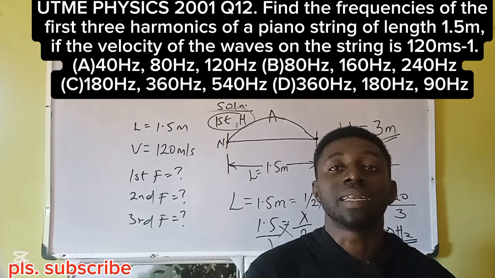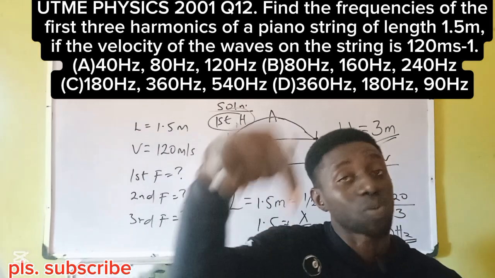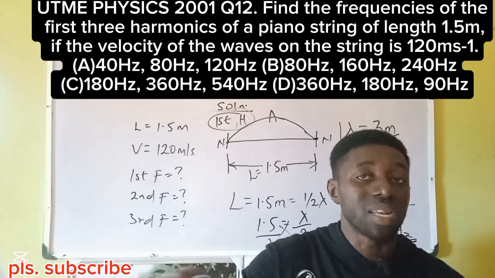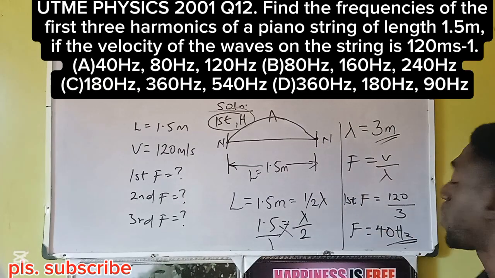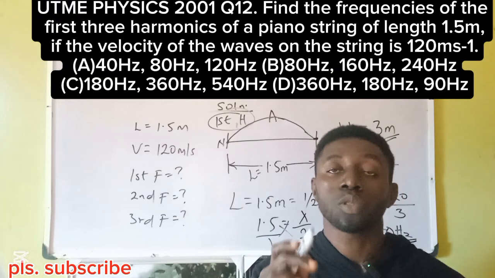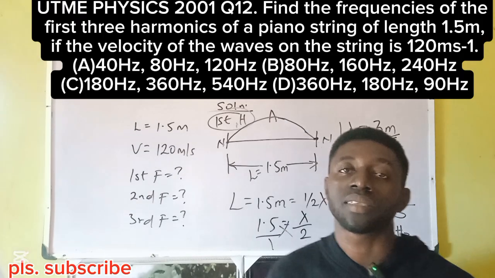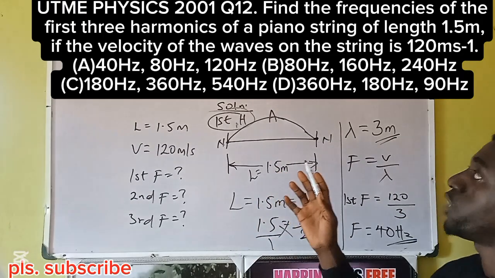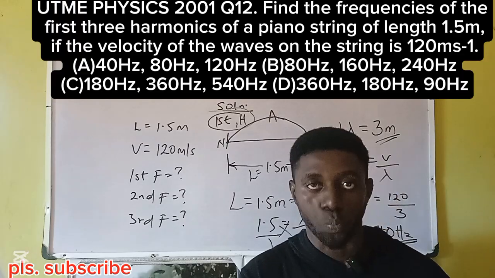Recall what I said earlier: once you get the natural frequency, the second harmonic is 2 times the natural frequency, and the third harmonic is 3 times the natural frequency. Therefore, the first harmonic is 40 Hz, the second harmonic will be 40 times 2, 80 Hz, and the third harmonic will be 40 times 3, 120 Hz. From our options, the correct option there you can see yourself: Option A. Thank you. Stay tuned as we push ahead.